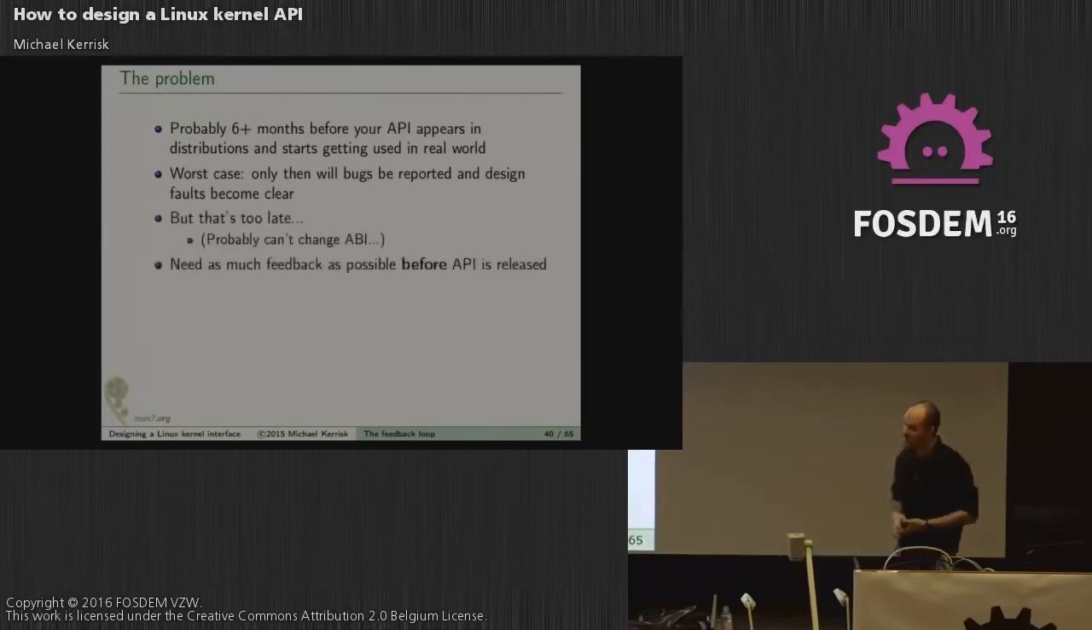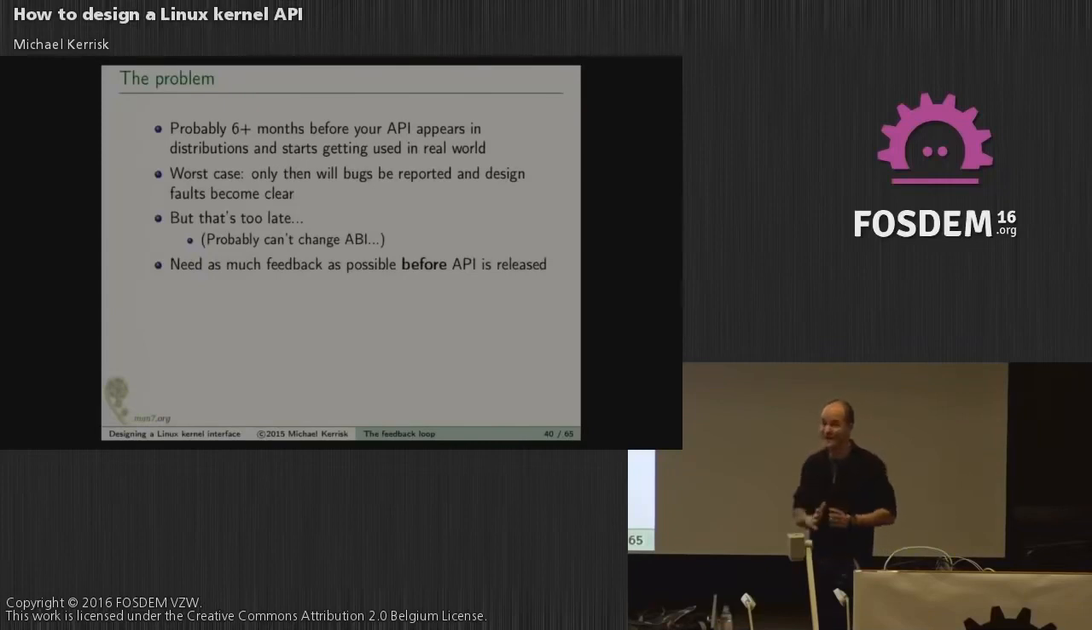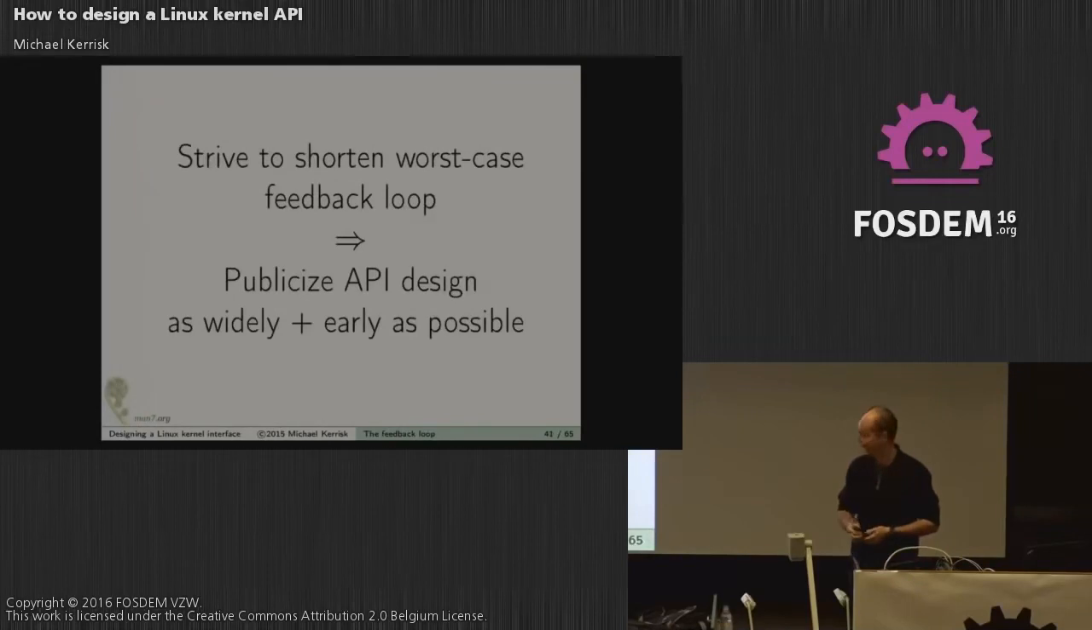And by then it's probably too late to fix anything, because you've now got a solidly fixed API, and if there are design faults in it, it's probably not possible to fix that API without breaking at least some applications that already use that API. Or to put things another way, what you really want to get is as much feedback as you possibly can before an API is released.